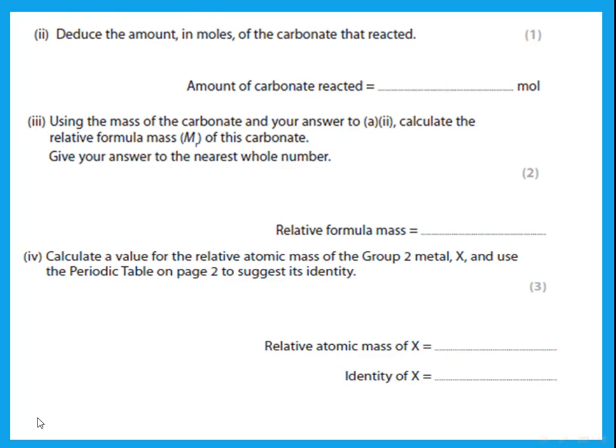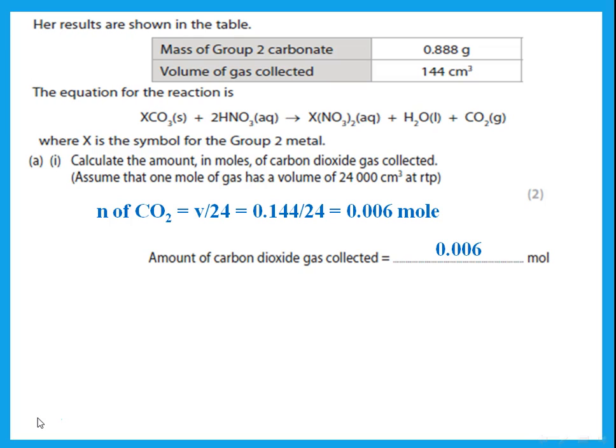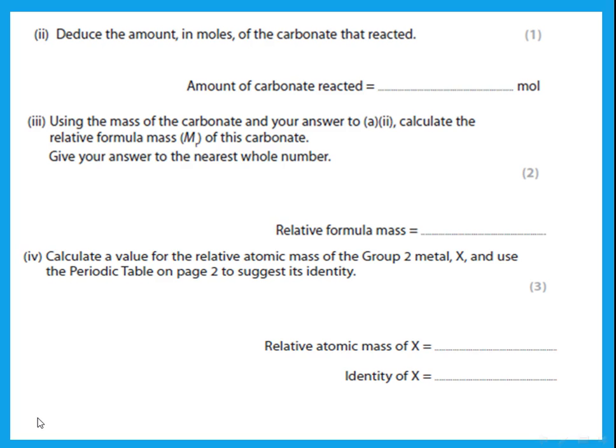Then he says deduce the number of moles of the carbonate that reacted. So I need to look at the equation. Where is the CO2 and where is the carbonate? You can see that 1 mole of carbonate gives 1 mole of CO2. So if I have a certain number of moles of CO2, this is the same as the number of moles of carbonate.